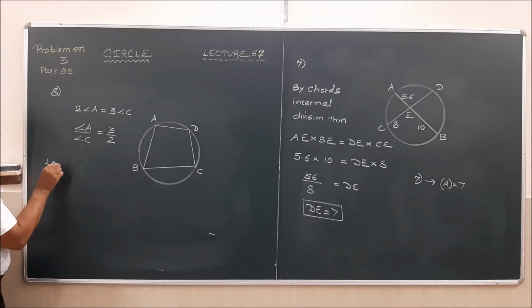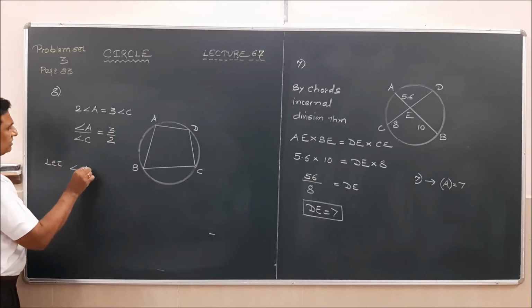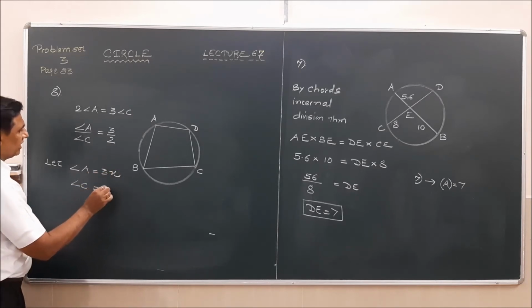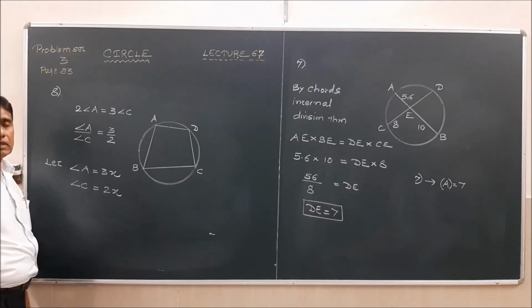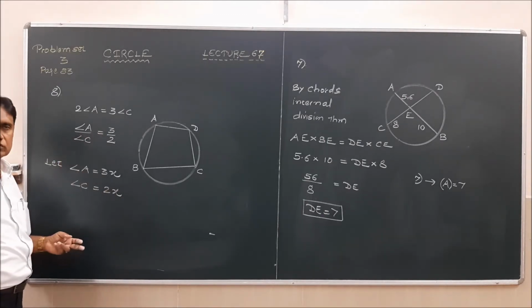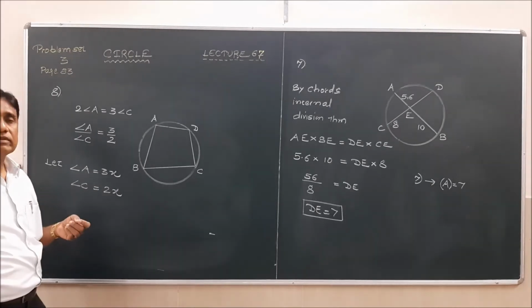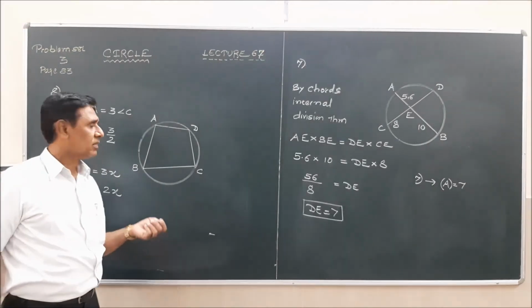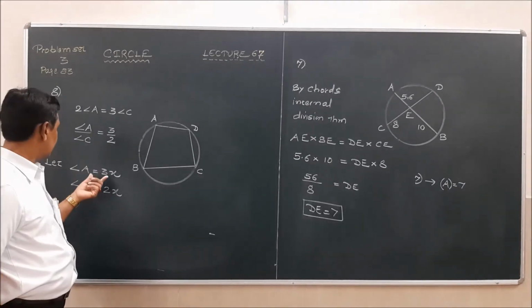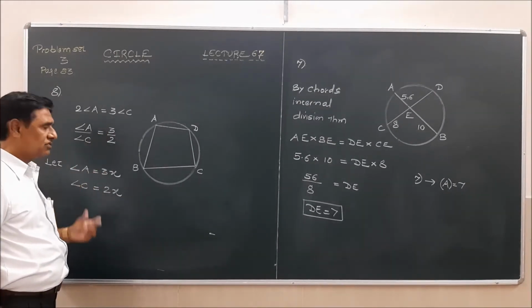So let angle A be 3x and angle C be 2x, since we got the ratio of A to C as 3 to 2. Generally we always take a multiplicative constant. So I have taken the multiplicative constant as x. So I will get A as 3x and C as 2x.